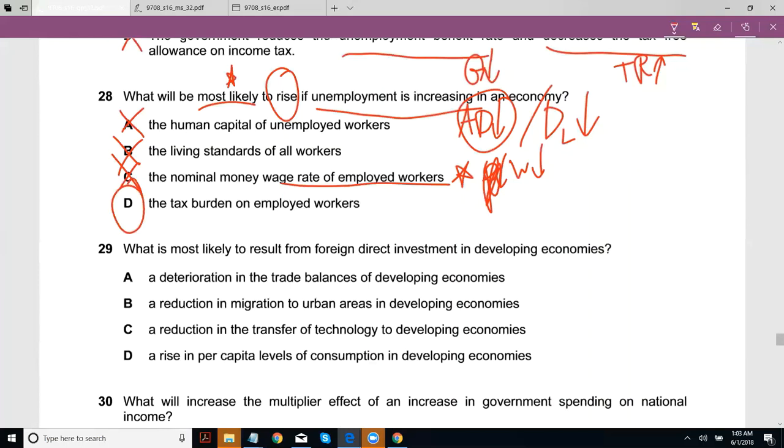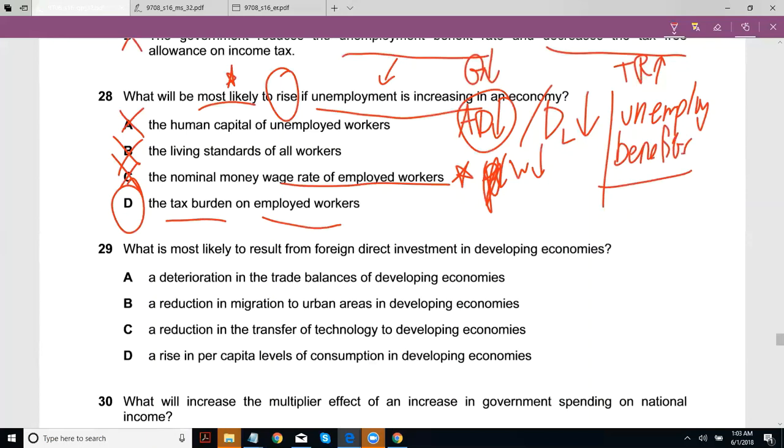What is most likely to rise is the tax burden on employed workers, because you still need a similar amount of tax revenue, more in fact, because you have to pay for unemployment benefits. You need to spend on stuff like this, but where do you get your tax from? Before, a lot more people were paying tax. Now there are few people left who are employed, so the tax burden on them will be much greater because there are few people paying tax. Are we fine with this, Shayar? Yes. All right.